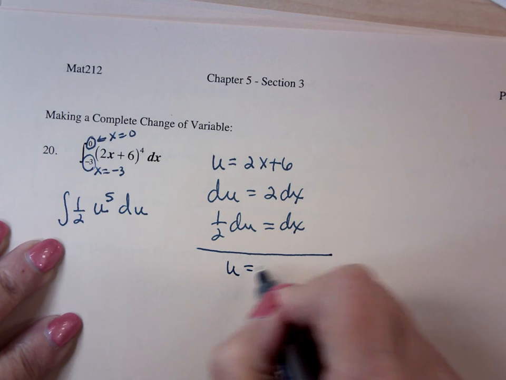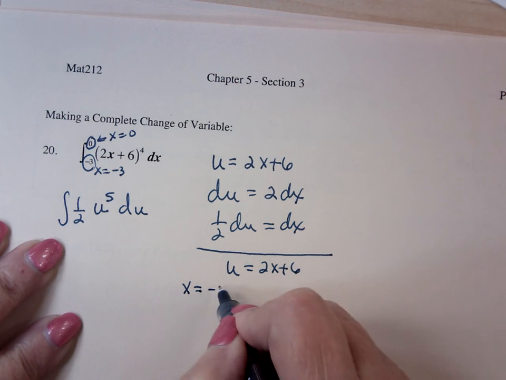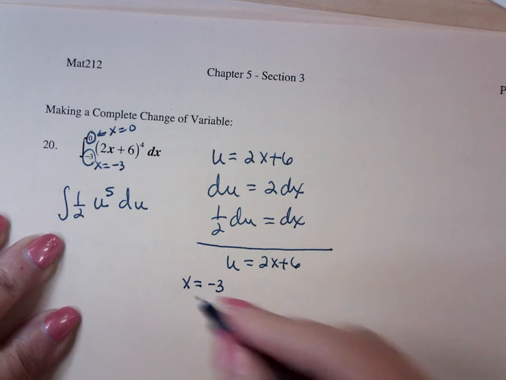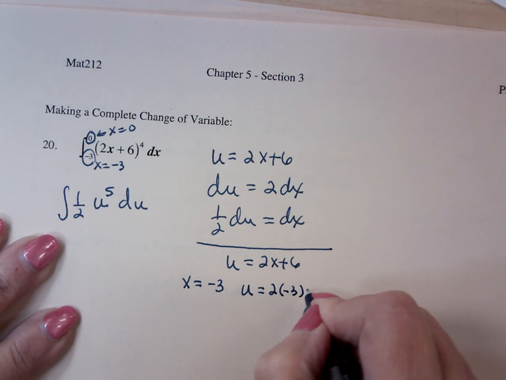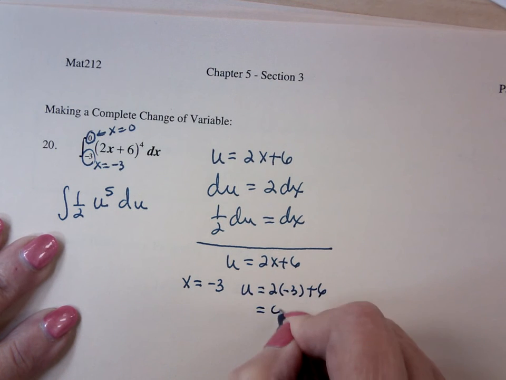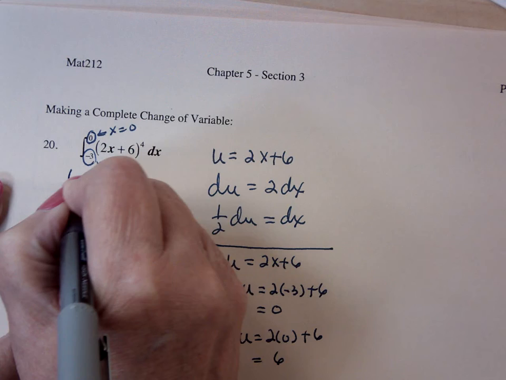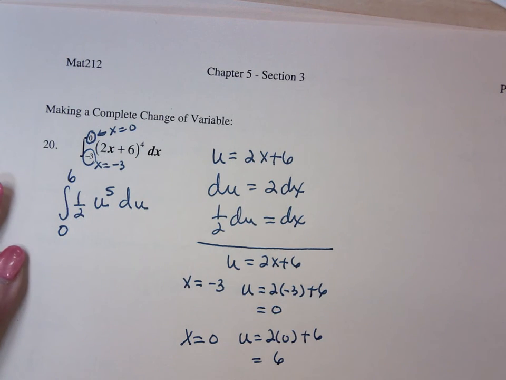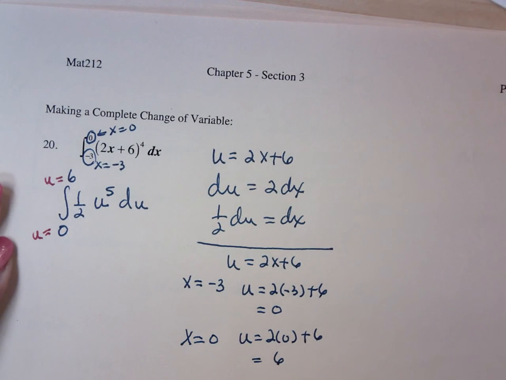I know that u is 2x plus 6. Suppose x equals -3. That's the bottom limit. So we know then that u would be 2 times -3 plus 6, or u would be 0. So the bottom limit of integration is 0. Suppose x equals 0. Then u would be 2 times 0 plus 6, which would be 6. So my limit would be from 0 to 6. This is now u, and the integral is completely in u.